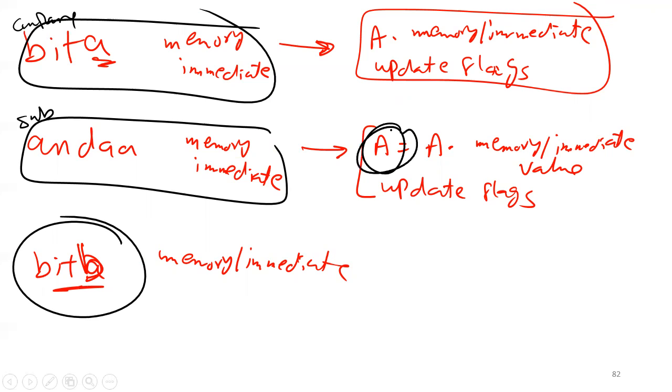Listen to what I'm saying. If it doesn't matter to you whether you change A or not, you can use AND, and that's it. But if it matters, if I'm going to use A later and I don't want to destroy A, then it's smarter to use this one. So you can check A without destroying the value of A. Same thing for B. So we have BIT A and BIT B. Any questions?